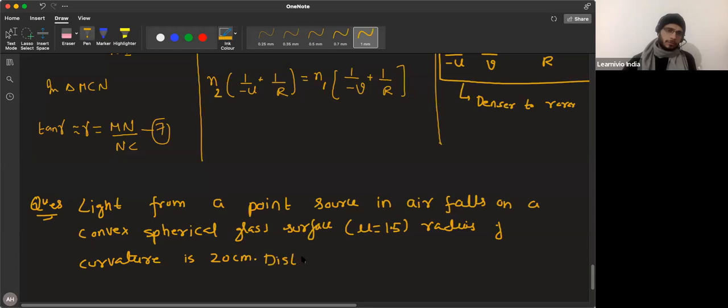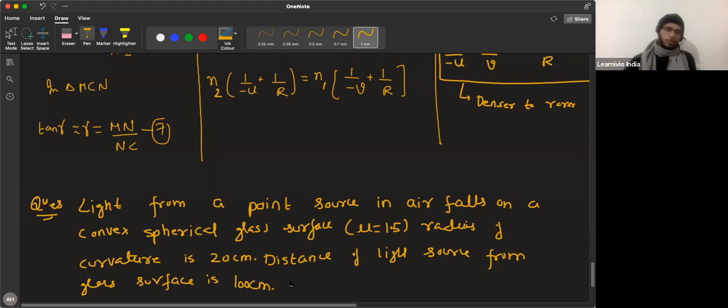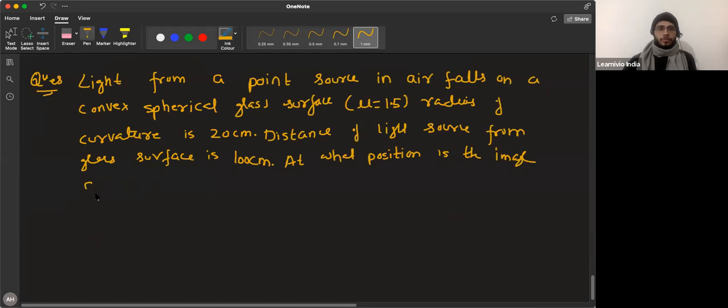Distance of light source from glass surface is 100 centimeter. At what position is the image formed? So light from a point source in air falls on a convex spherical glass surface. Radius of curvature of the surface is 20 centimeter. Distance of light source from the glass surface is 100 centimeter. At what position is the image formed?